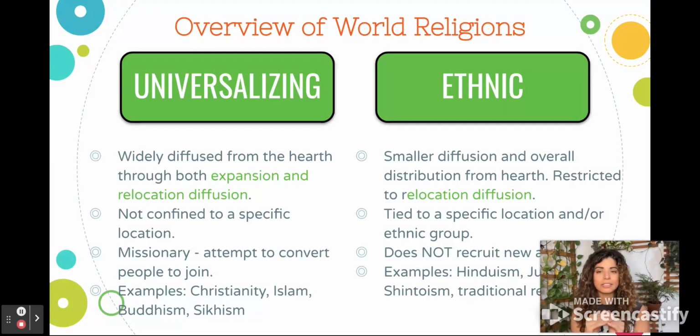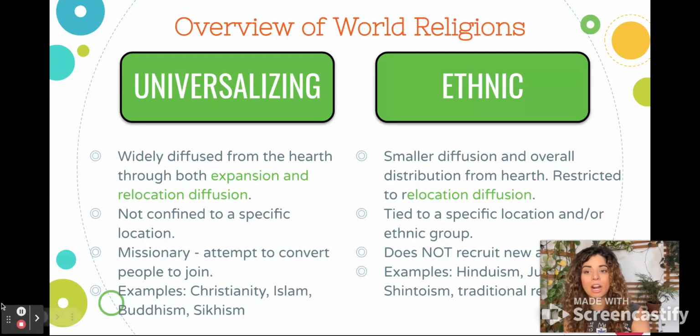So y'all definitely have to know this. We have universalizing and ethnic religions. This will always come out on the exam. So first, universalizing, these are widely diffused from the hearth through expansion and relocation diffusion. They are not confined to one specific location anymore, right? They've really branched out. These are religions that are practiced around the world.